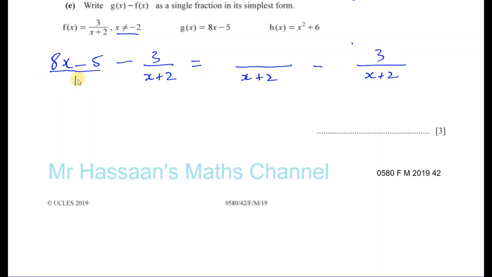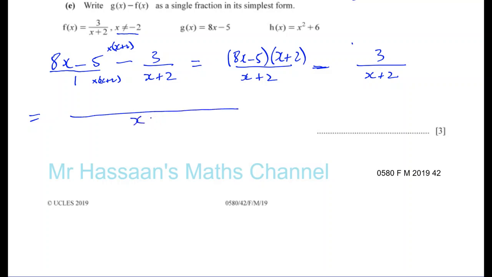That stays as it is. On this side, to make this denominator become x plus 2, you have to multiply by x plus 2. So therefore, I have to also multiply the numerator by x plus 2. So the whole of the numerator, which is 8x minus 5, must be multiplied by x plus 2. Then we're going to simplify this. Now we can write that as one whole denominator because they're both the same.